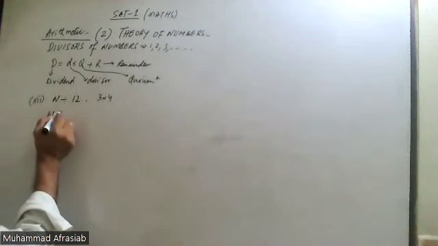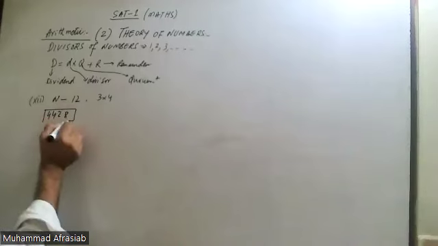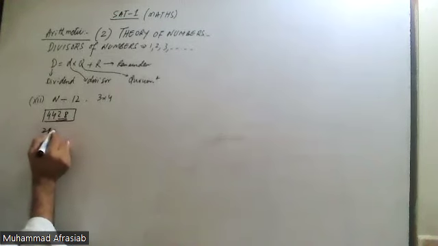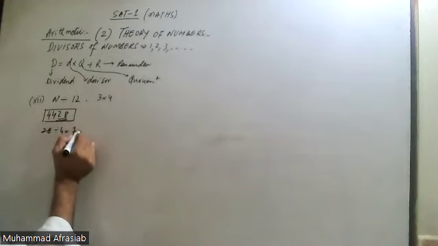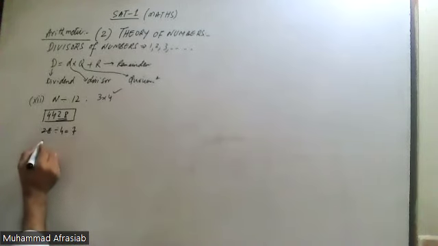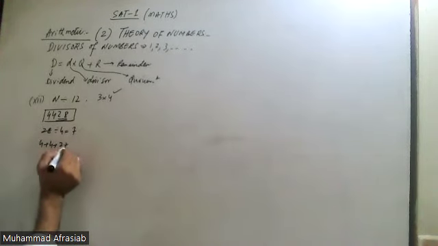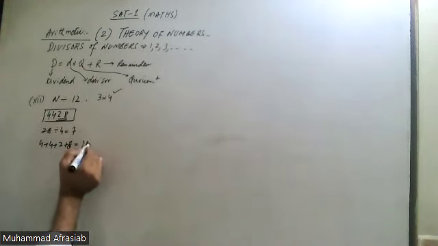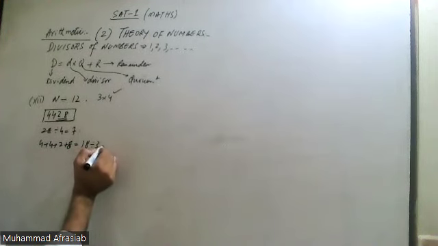4, 4, 2, 8. Since the last two digits, 28 divided by 4 is equal to 7, so it is divisible by 4. Then 4 plus 4 plus 2 plus 8, that is 4 plus 4, 8, 10, 18, which is divisible by 3. So this number is also divisible by 3. So the number for which the rules are valid for both 3 and 4, that number is also divisible by 12.